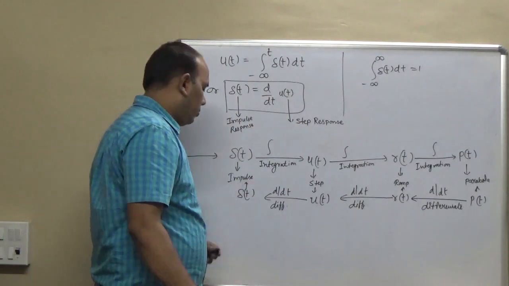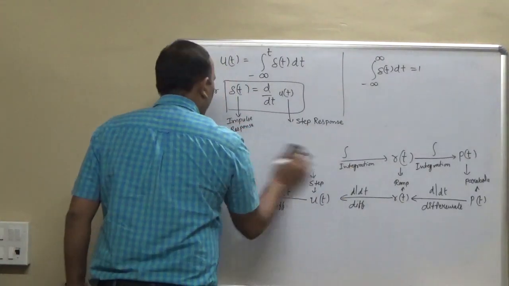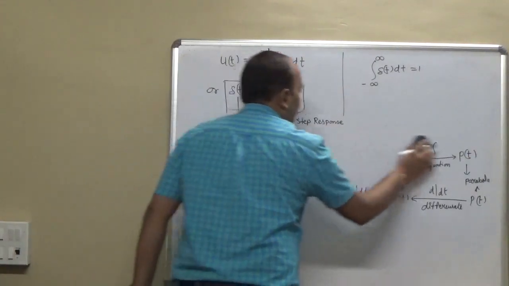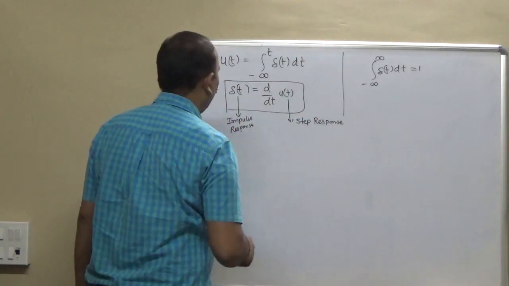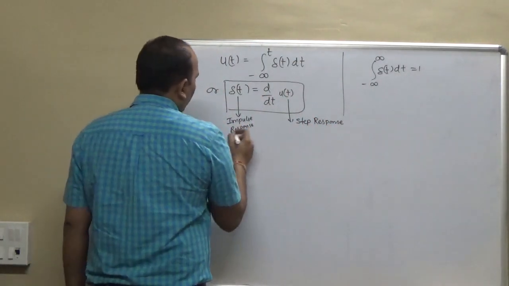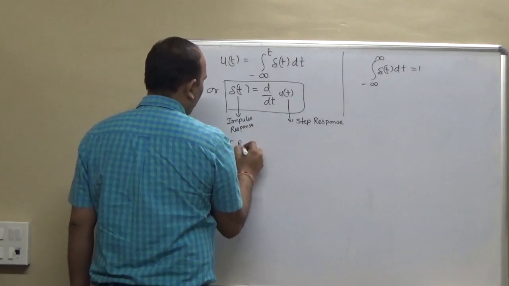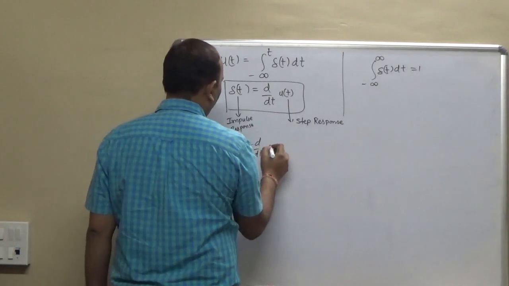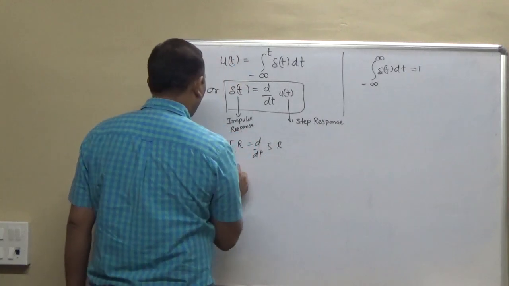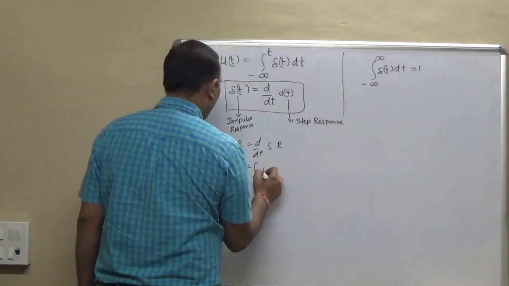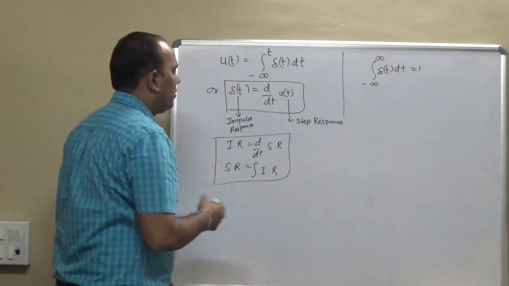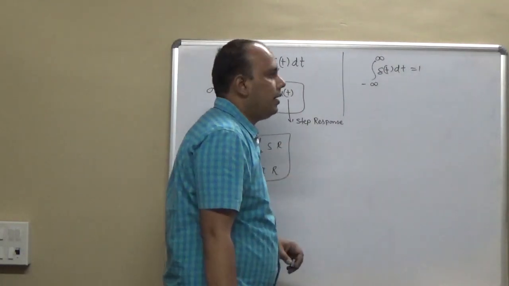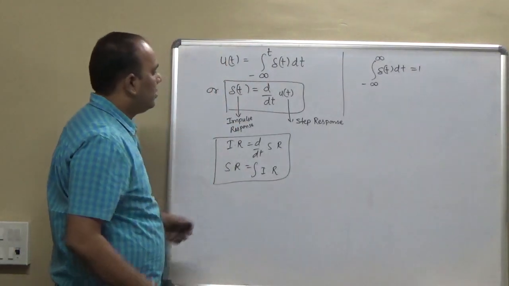That means impulse response is, this is valid for the LTI system. When we discuss the LTI system, then this concept will be applicable. We can say that impulse response is equals to differentiation of step response, or step response is the integral of impulse response, right? So these two concepts will be applicable for the LTI systems for finding the response.